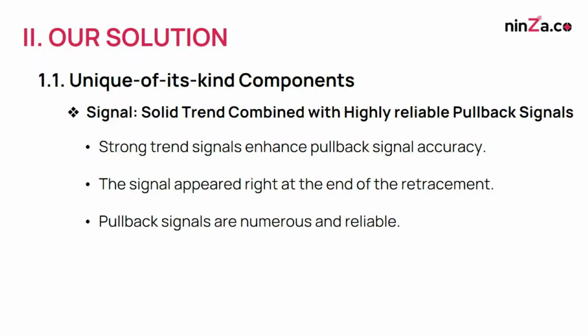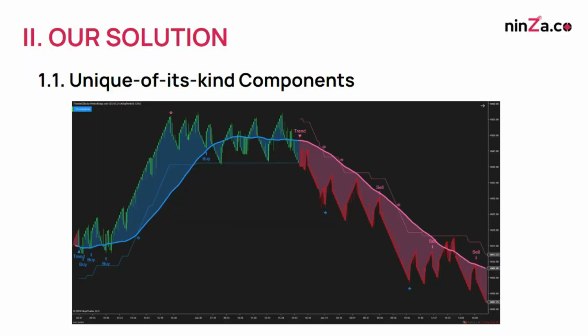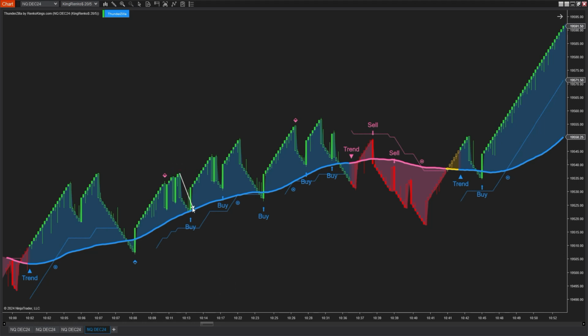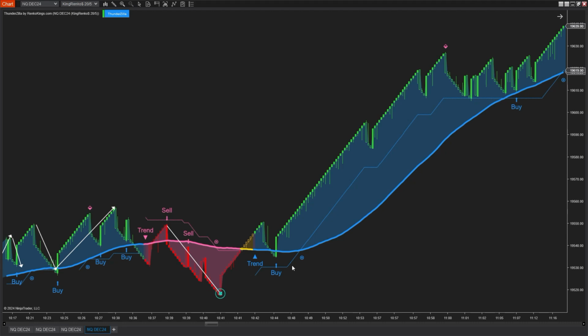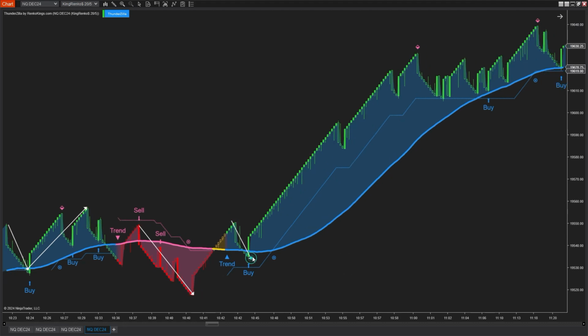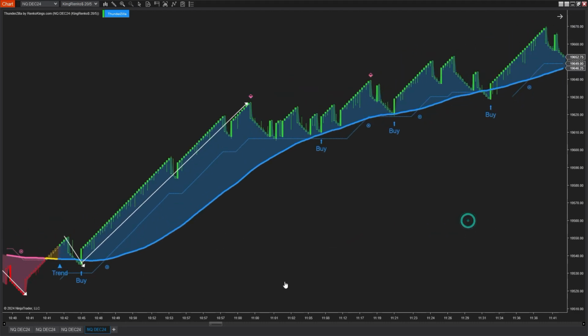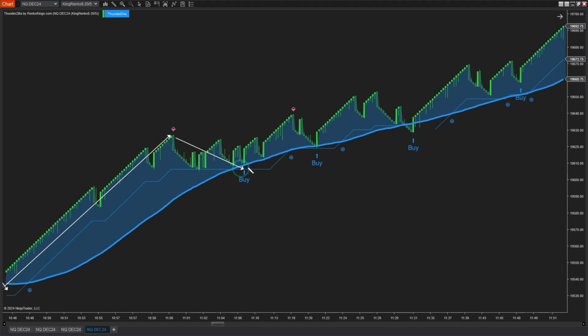All right, now let's shift back to ThunderZilla. This one's really powerful because it doesn't just give you basic signals. It provides a full analysis package: trend, zone, signal. What's great is that the whole system is built around a consistent approach, following the trend. And because of that, the trend signals you get are not only frequent, but also really reliable.